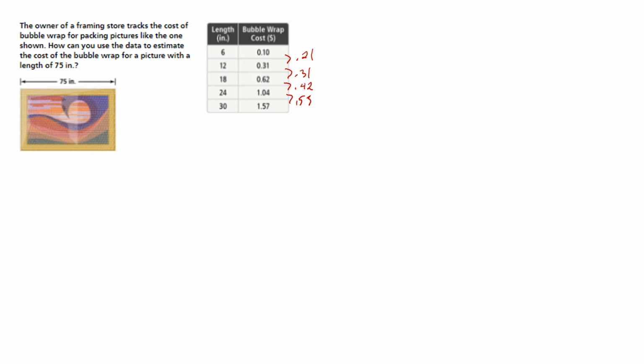So let's find the second difference. 0.31 minus 0.21 is 0.1. 0.42 minus 0.31 is 0.11. 0.53 minus 0.42 is 0.11. These are the same or very close to each other. So let's try a quadratic model.